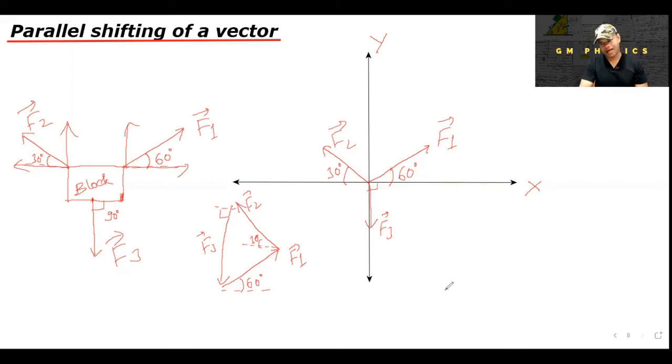So this is all about parallel shifting of a vector. The final conclusion is, you can shift a vector without changing its orientation. You can place it anywhere in the space. It won't affect the vector.